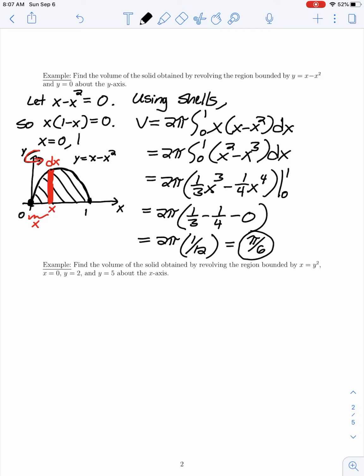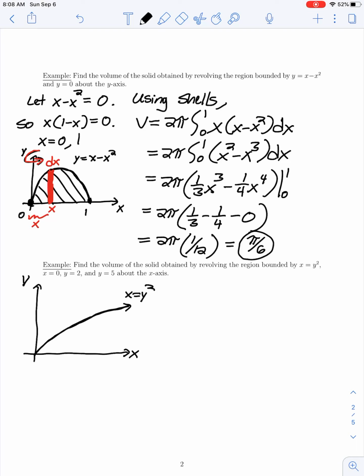Okay, so let's see if we can sketch this region. We have in the xy plane the region bounded by the parabola x equals y squared, which is a parabola opening along the positive x-axis. Here we're only interested in the upper half of this parabola.